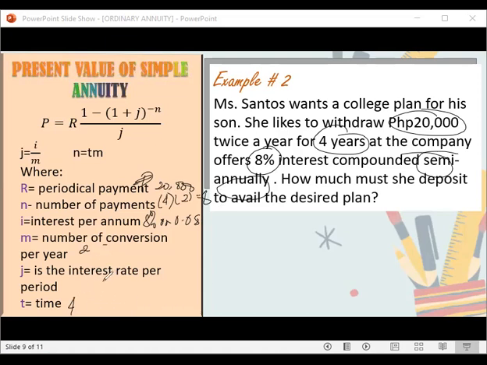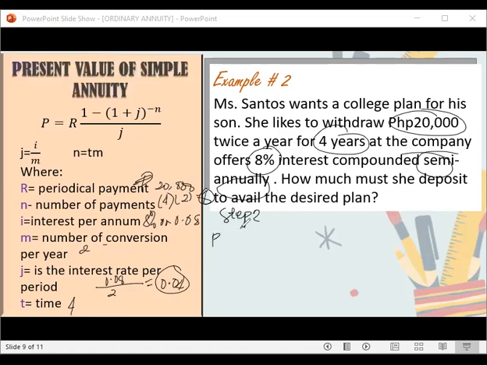And last one, for step 1, is I, 0.08 divided by doon sa M. Ano ba yung M natin? So, ang M natin is 2. So, divided by 2. So, ano po ang sagot? 0.04. So, ito yung N at J. Step 2 na tayo, substitute.